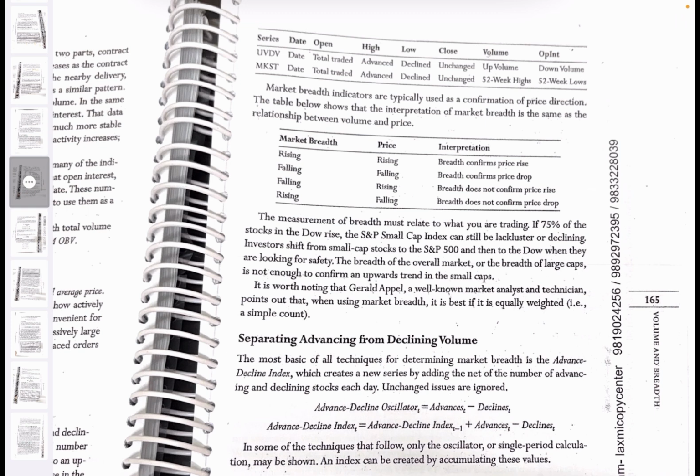Let's look at the table. So the first case is that the market breadth is rising. If the market breadth is rising, that means that the advances are rising as compared to the declines, which means that the price is also, let's say, rising.